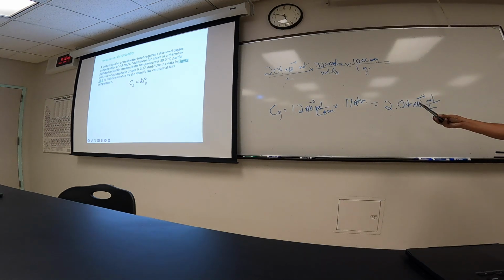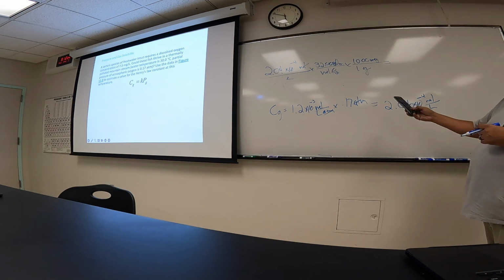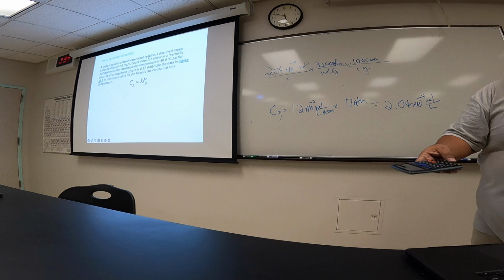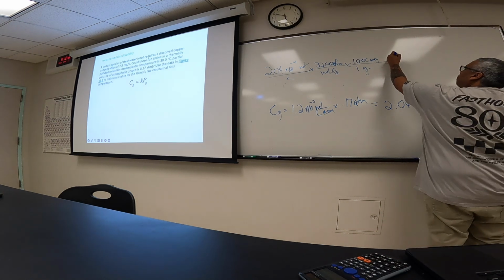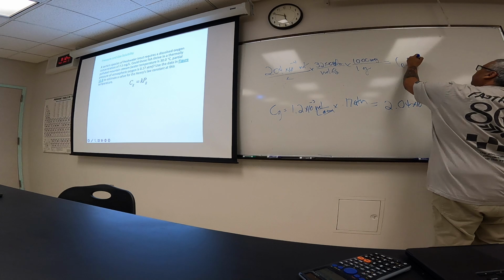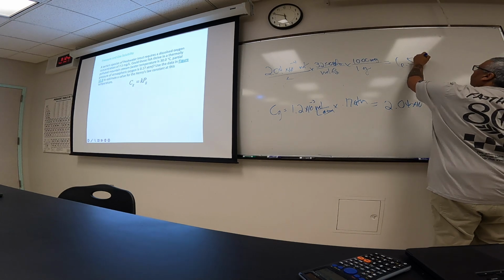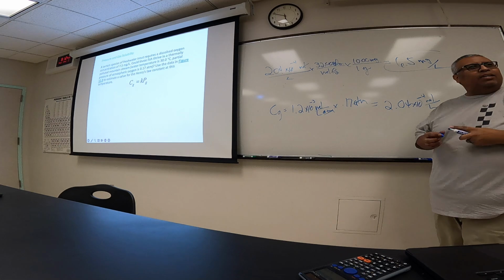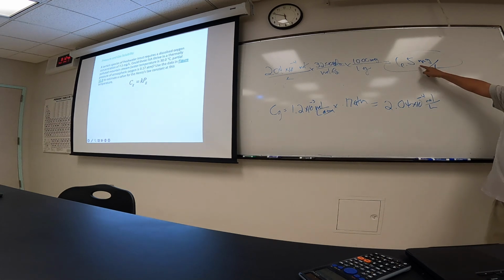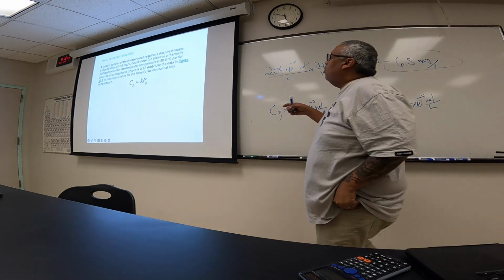So what is that value there? 2.04. Comes out to a nice number. What is it? 6.528. So 6.528 milligrams per liter. So at 30 degrees Celsius, the oxygen is 6.5.